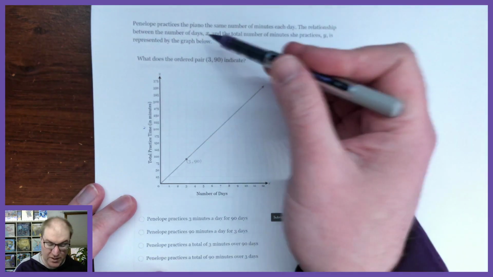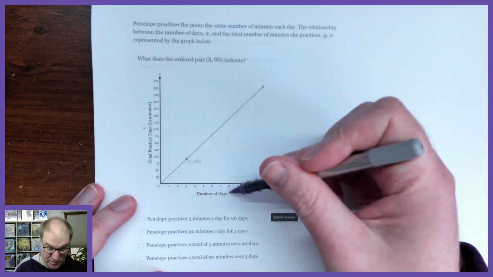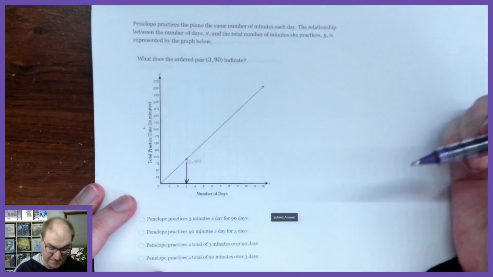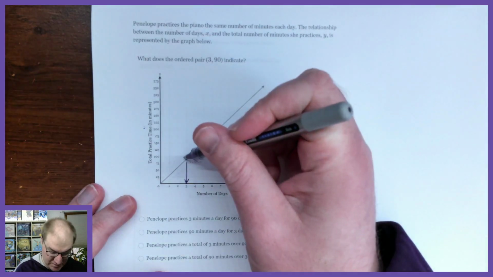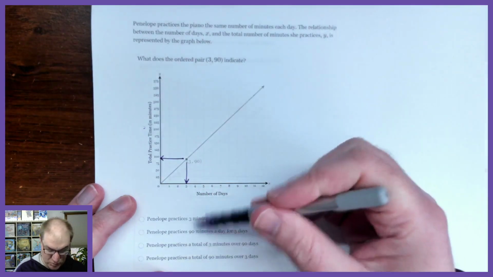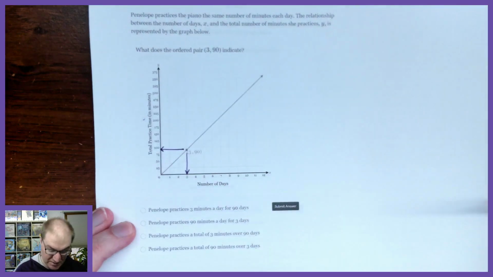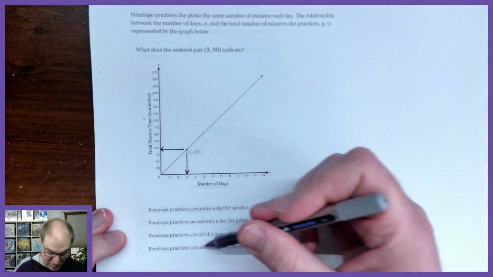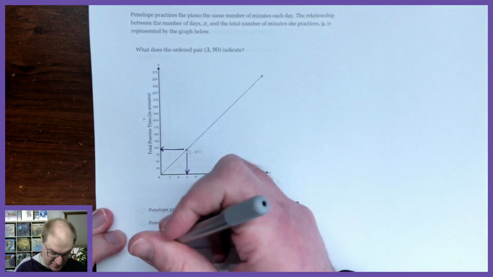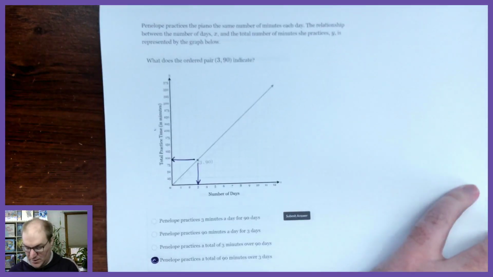Up here they told us what X and Y mean, but down here it also tells us. It says number of days, and we're using 3. And total practice time in minutes, 90. So which choice here shows that she's doing 3 days and 90 minutes of time? She practices a total of 90 minutes over 3 days, right there. Next example.